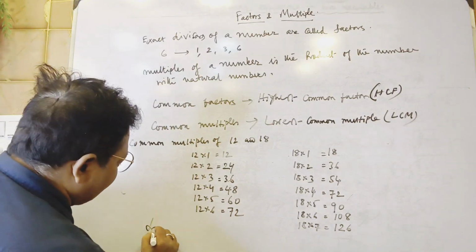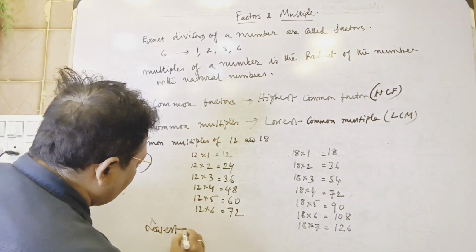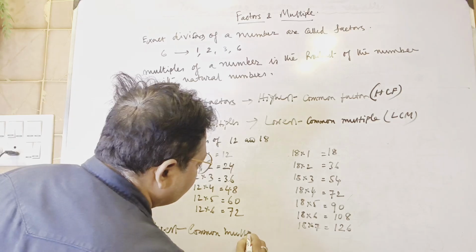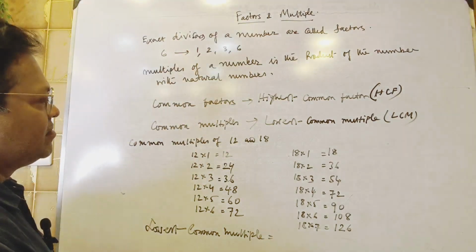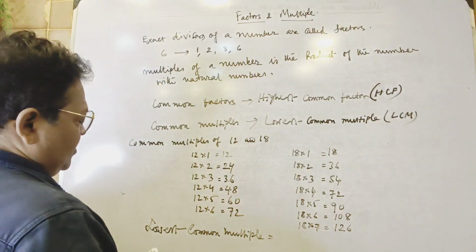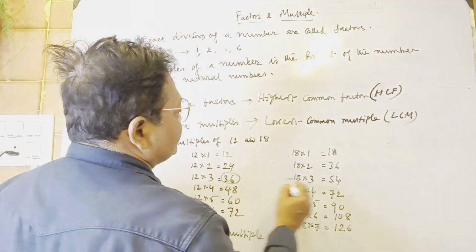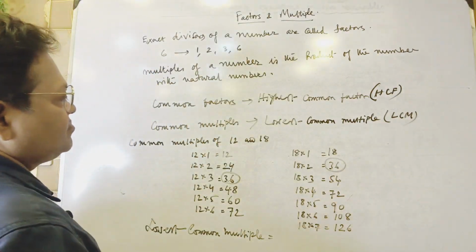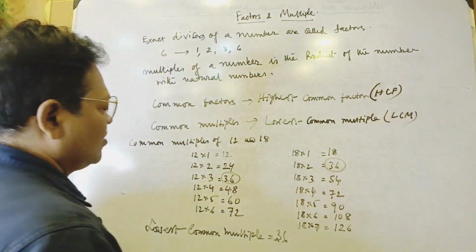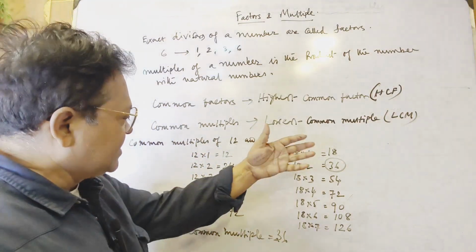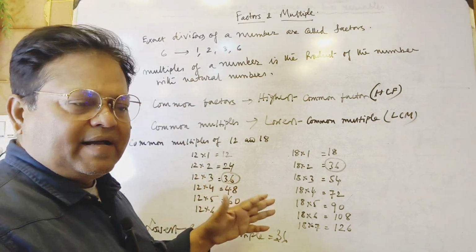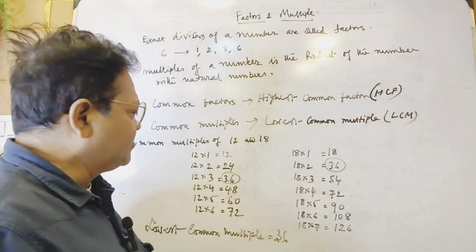Now in this case you have to find the lowest common multiple. Can you identify? 12, 18, 24, 36, 36. The lowest common multiple is 36. So 36 is the lowest common multiple. In this case also you will get different multiples. More than this, it is the lowest one, and more than this you will get other multiples.